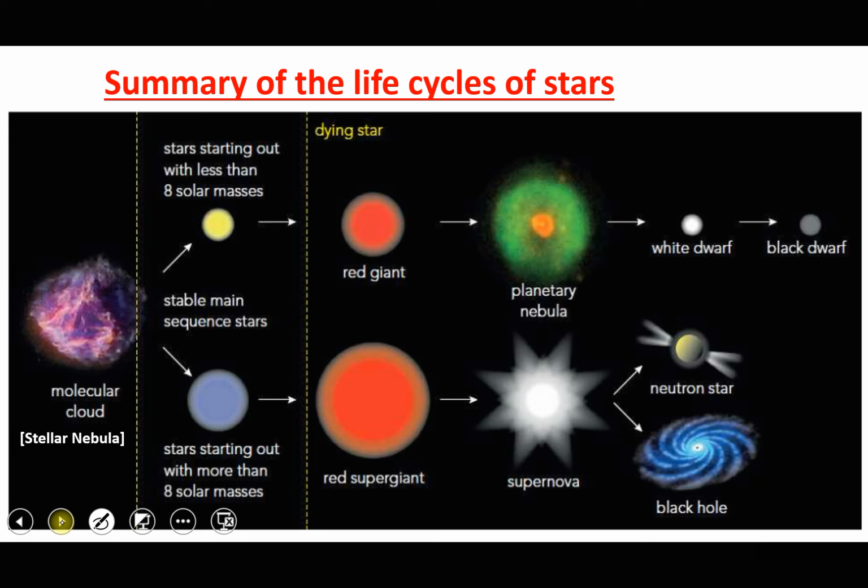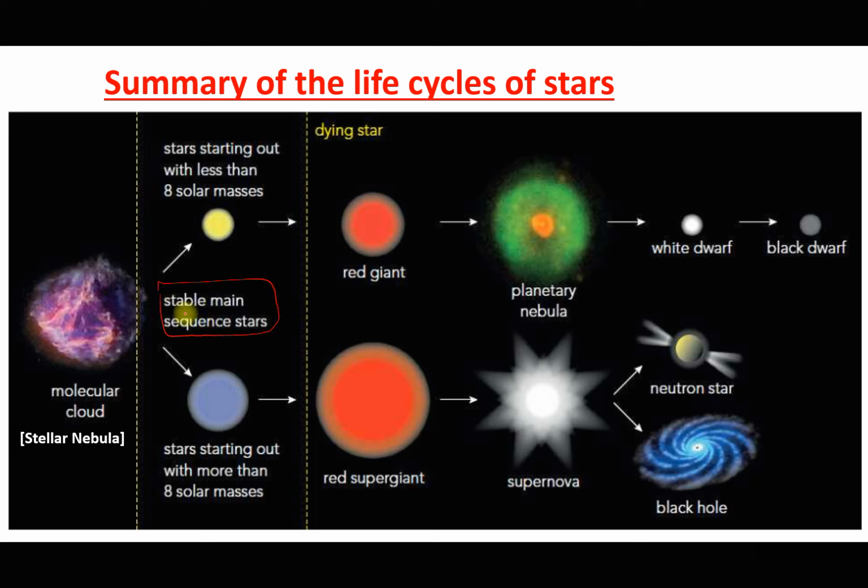So a star starts as a nebula, or interstellar nebula, or stellar nebula, which is sometimes called a molecular cloud. Then the molecular cloud, which is cool and dense, collapses into a protostar. When it becomes a protostar, as soon as fusion is initiated, it now becomes what we call a stable star or stable main sequence star.